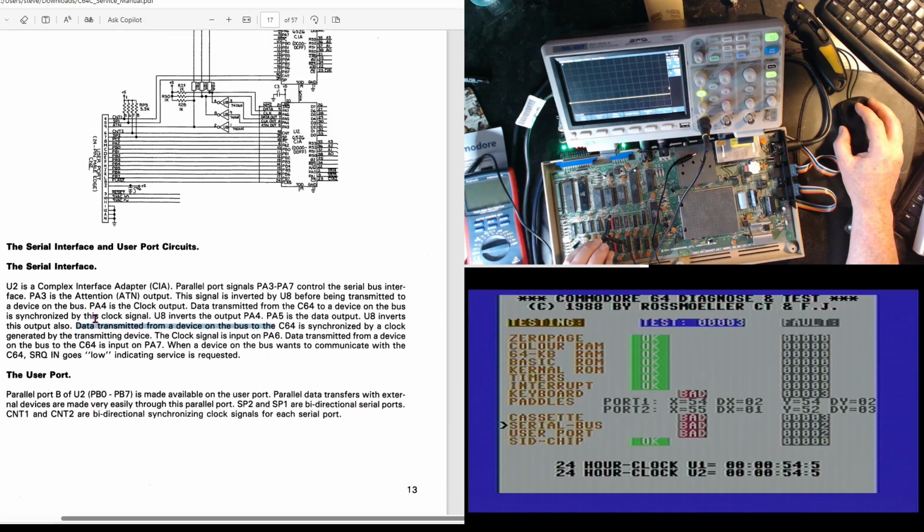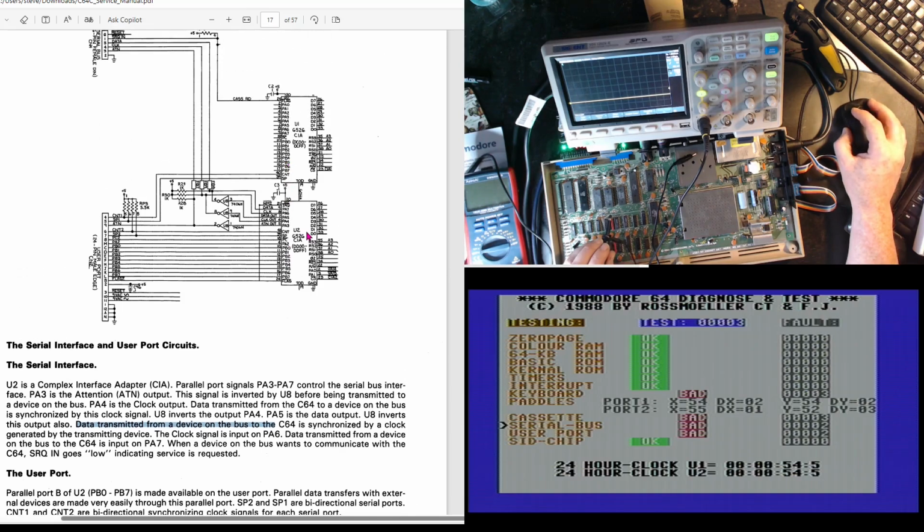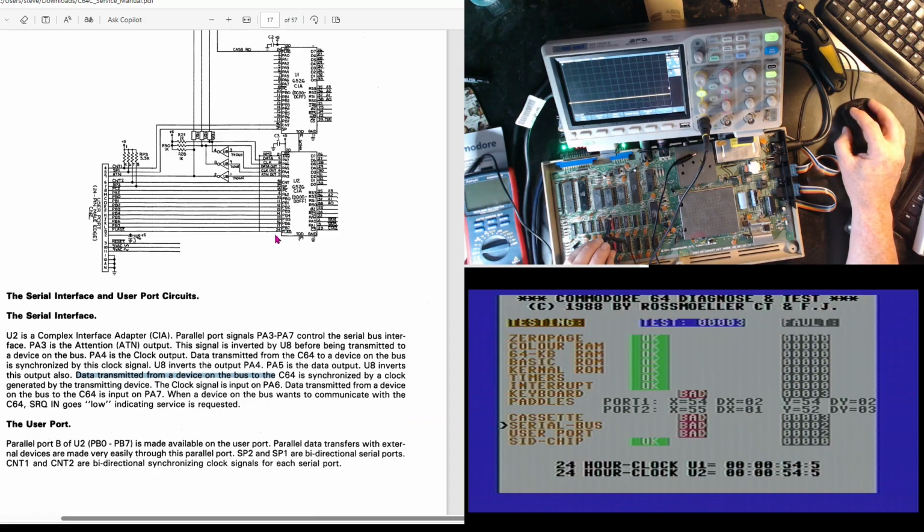U2 PB to P7, U2. PB to 7, so 0. I was looking at something, I can't actually remember what it was now. I was looking at something on CIA2 and I can't remember where it was. Oh, sorry, it's this flag.